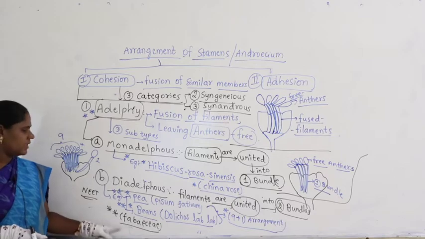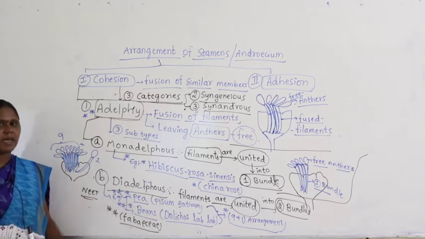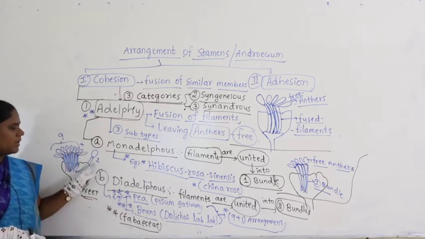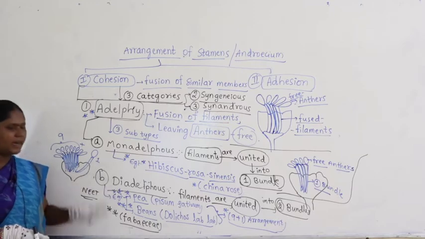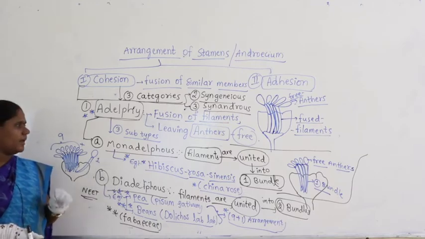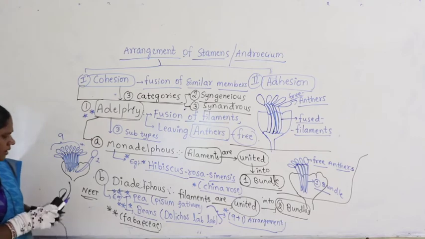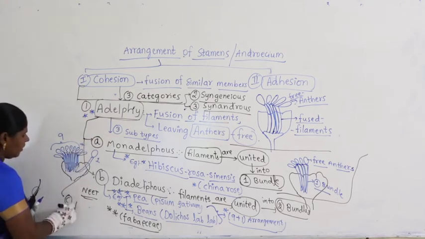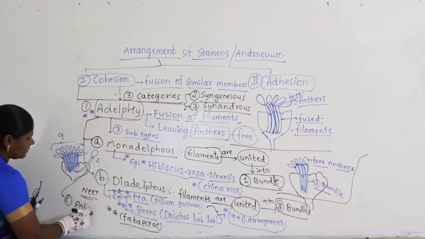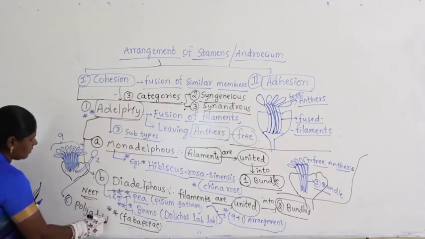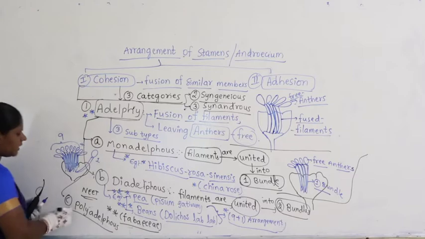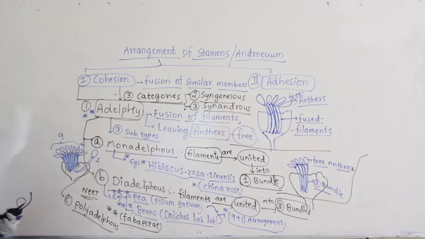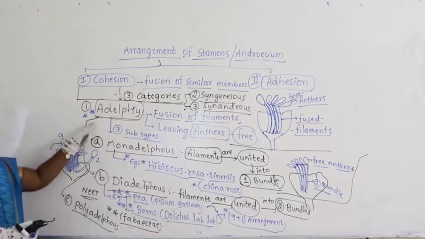At that time, once again we will study pea and beans will have a 9+1 arrangement that will come in the category called Adelphous. Right. Now, this is second category. And what is the third category? Polyadelphous. That I will write in continuation of this.